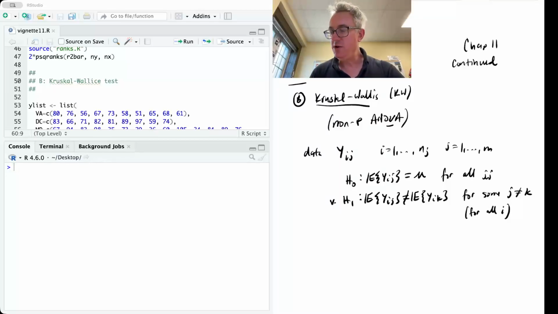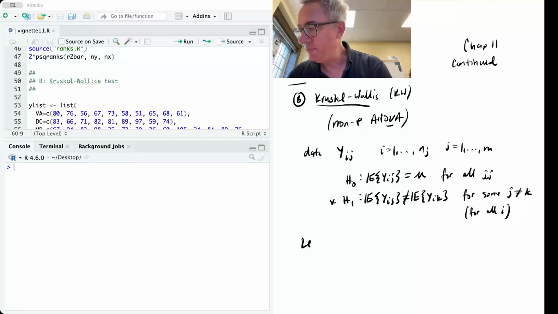So just like in ANOVA, the null is that they all have the same mean, and the alternative is that there's a pair of samples or a pair of groups where the means differ. And we want to test that hypothesis. So how do we do it?